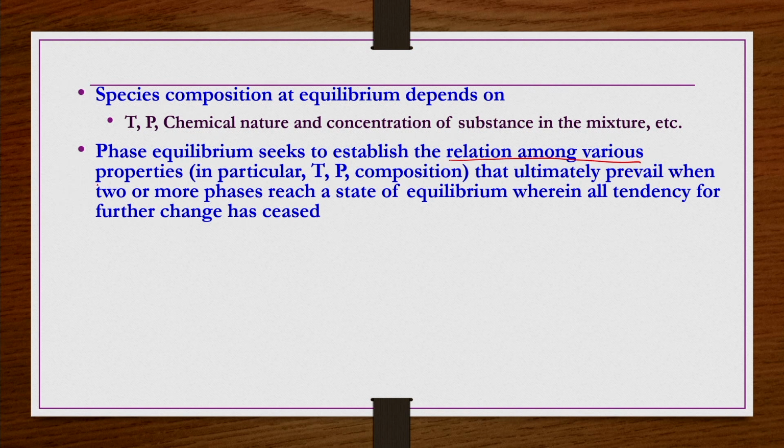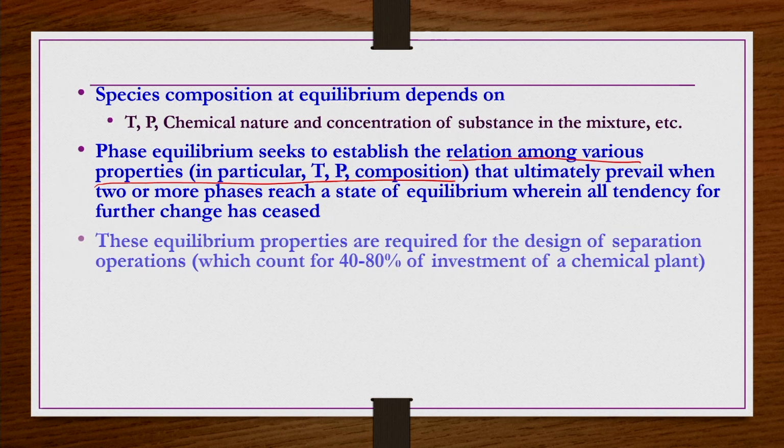Then what we need from a phase equilibrium point of view: phase equilibrium seeks to establish the relation amongst various properties such as temperature, pressure, composition, that ultimately prevail when two or more phases reach a state of equilibrium wherein all tendency for further change has ceased. So, the relation between temperature, pressure, composition that we have to obtain is the essence of this phase equilibrium, and then those relations we have to solve to get the solution of equilibrium composition, etc.